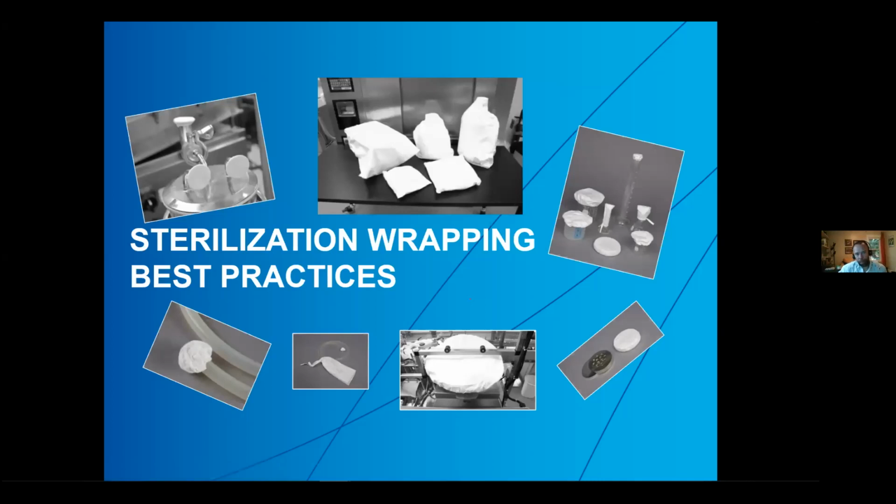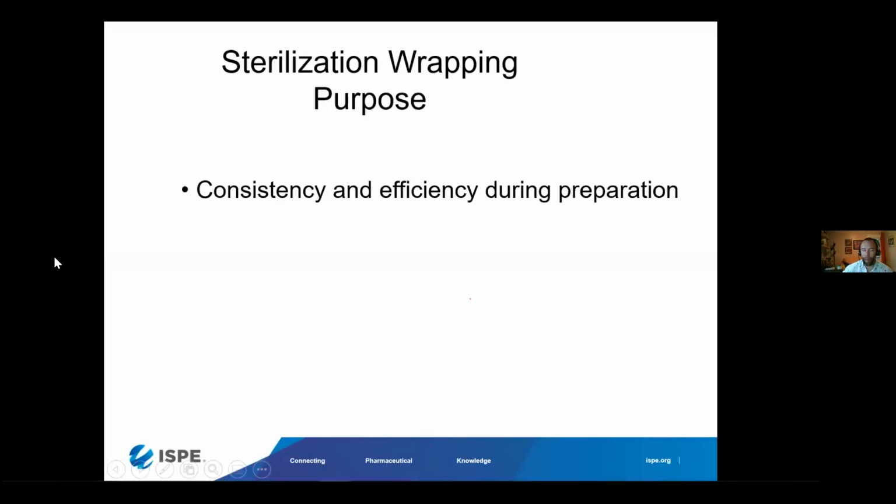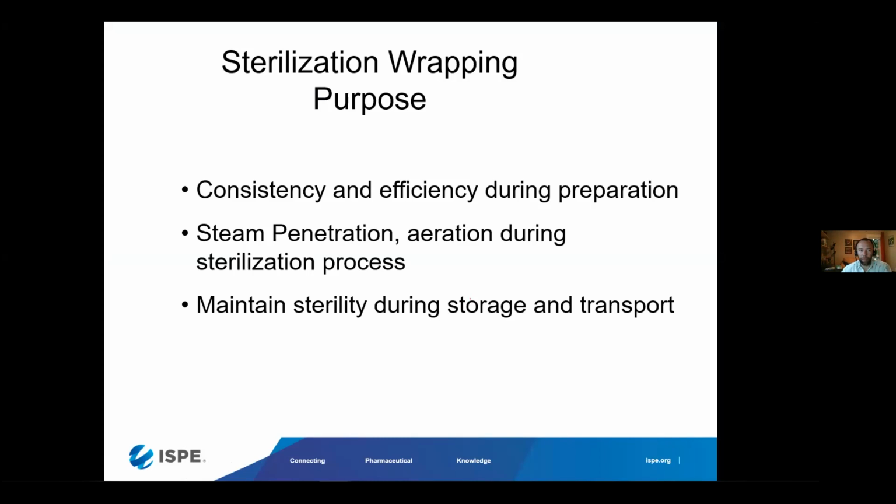So there's a lot that goes into this, and this is a hot topic, but I am just going to pull some best practice recommendations here with regards to the sterilization wrapping. As I mentioned, it's important to show consistency and efficiency during the preparation. Second, we're looking at the material's ability to allow steam penetration and aeration during the sterilization. So this is happening within the autoclave.